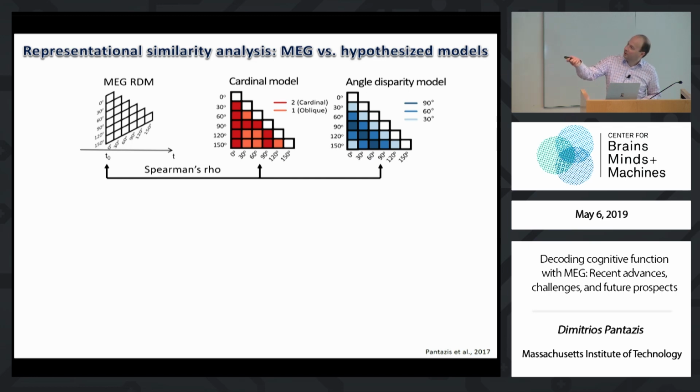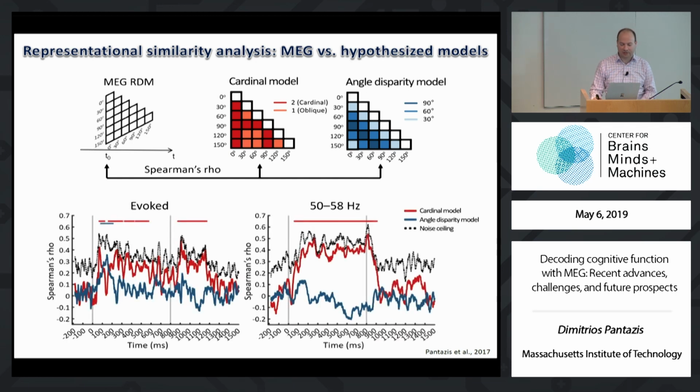And we can get these models and correlate them, compare them with the representational dissimilarity matrix or the decoding matrix of the MEG data, time resolved. So for every time instance, we can do this comparison. And the comparison is a simple correlation, Spearman's rho, it's a rank-based correlation. And we obtain this correlation time series.